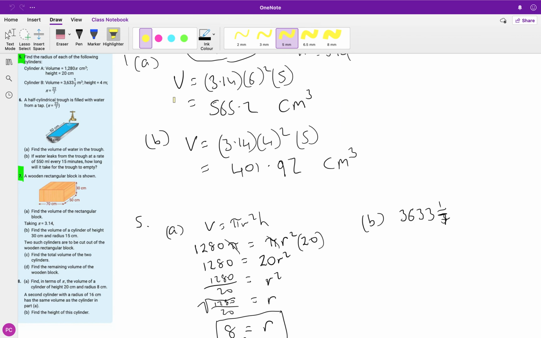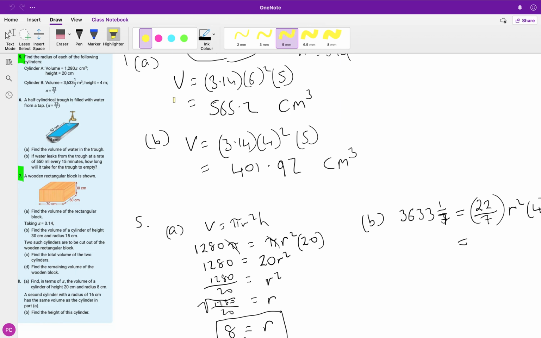And they've given us the height, and they've wanted to sub in for pi is 22 over 7. So there's our volume is equal to pi r squared h. So pi 22 over 7, because they want us to sub in, multiplied by the radius squared, which we don't know. Am I right in saying that? By the height, which is 4.